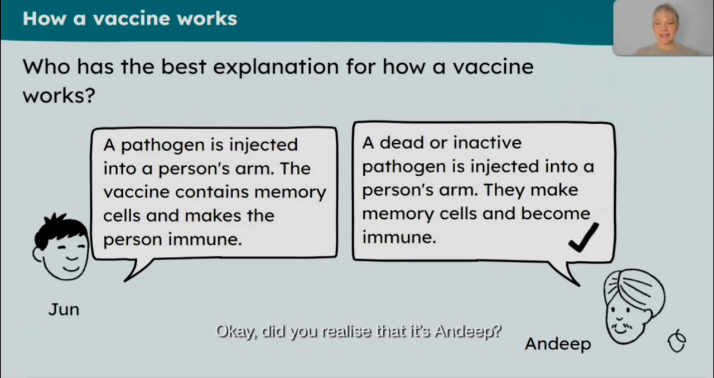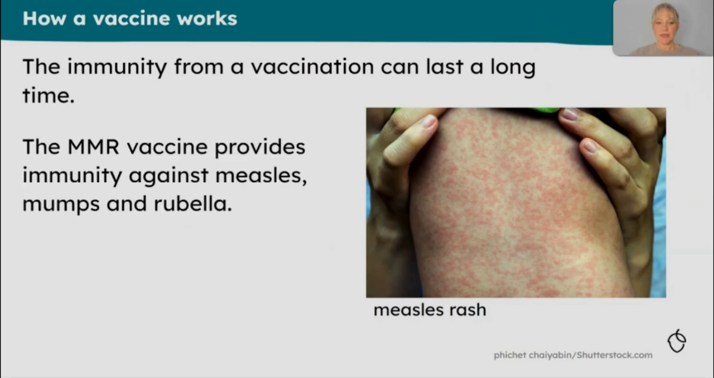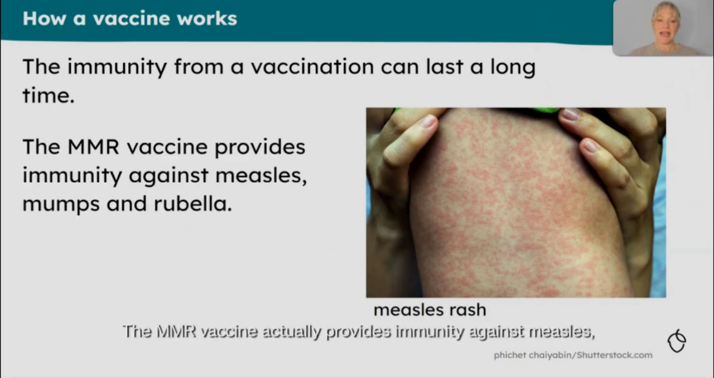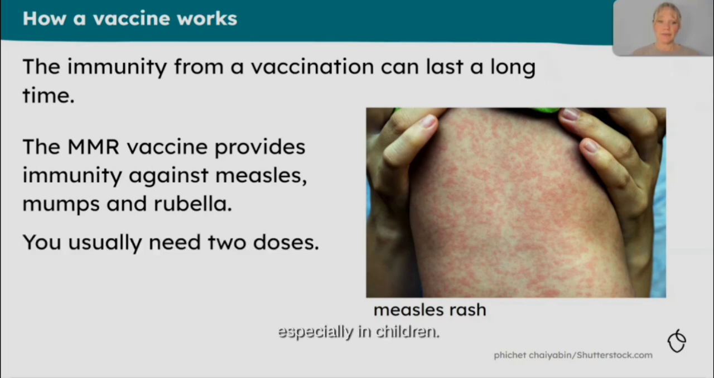Okay, did you realise that it's Andeep? Excellent, really well done. Okay, so the immunity from a vaccination can last a long time. The MMR vaccine actually provides immunity against measles, mumps and rubella. Most of the people in your school have probably been vaccinated against MMR. It's a really important one because actually the diseases, measles, mumps and rubella, are really, really serious, especially in children.